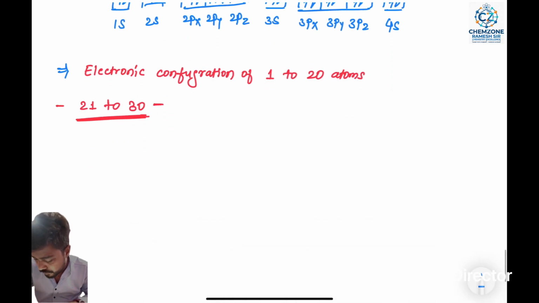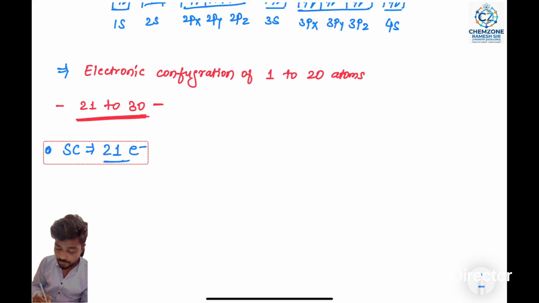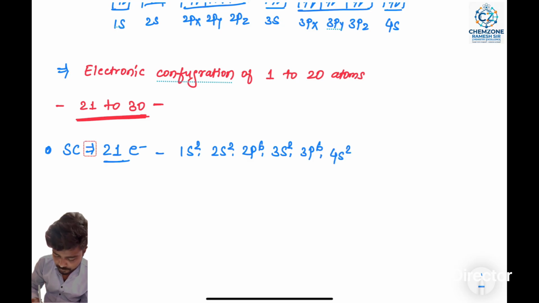So first element for 21 is scandium, Sc. Atomic number is your 21. Okay, and this one includes d orbitals. So 1s2, 2s2, 2p6, 3s2, 3p6, 4s2 and 3d1. Okay, so you see a change in the electronic configuration.